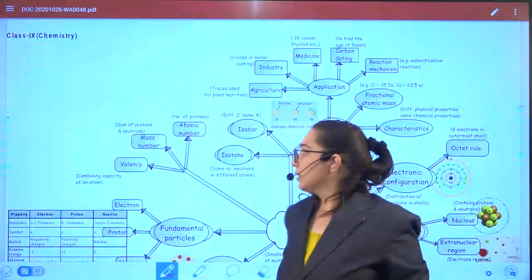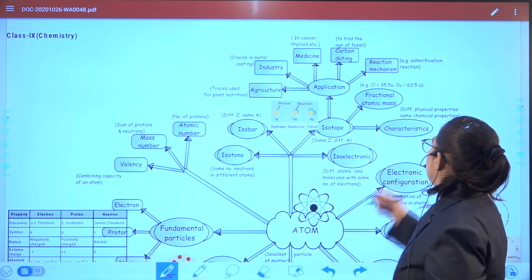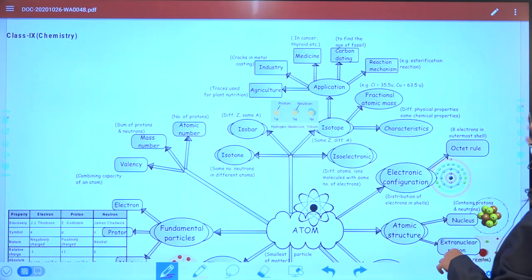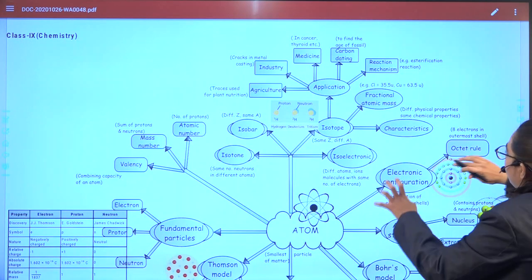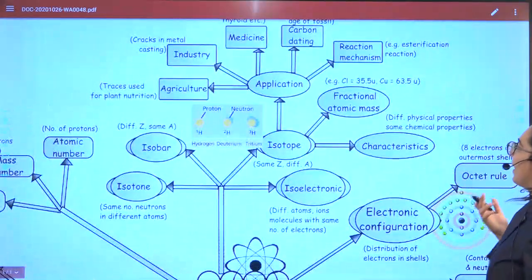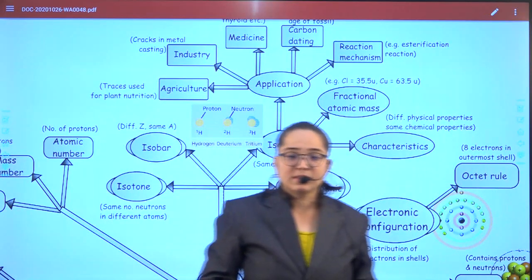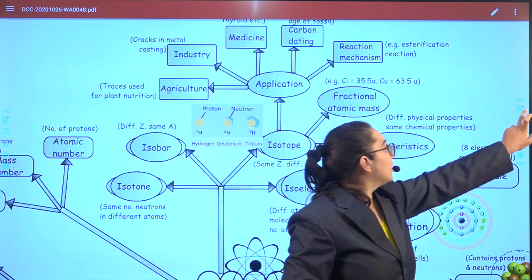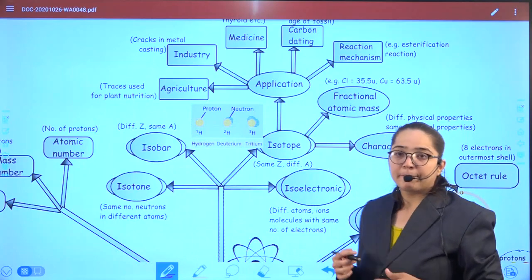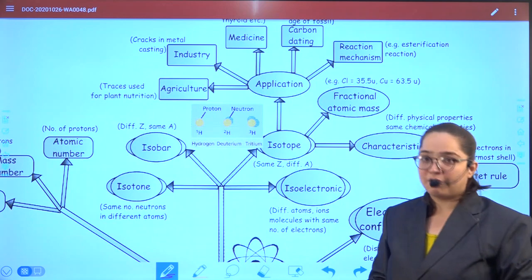So this is about the isotones and isobars. If we talk about isotopes, then its basic characteristics are like this. It has different physical properties but the same chemical properties. Now why are the physical properties different? Because of the different atomic mass, so the number of neutrons that it will contain is different.